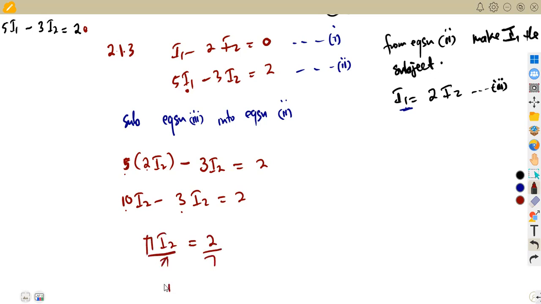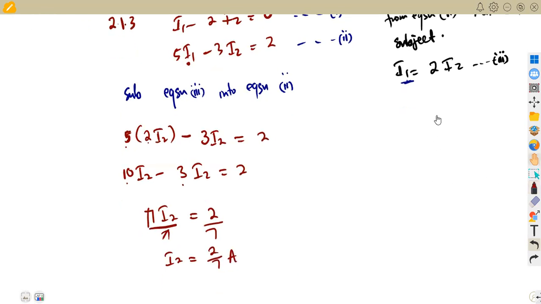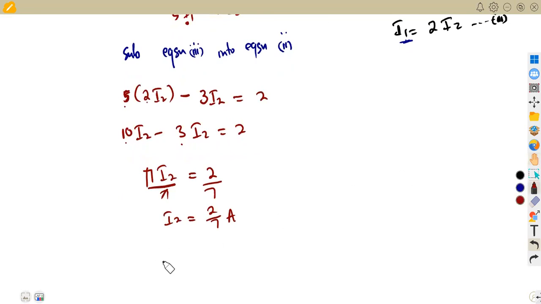both sides. That means we're going to have our current I2 as 2 over 7 amps, or we can have this as a decimal. If we have this as a decimal, our current I2 is going to be something like 0.286 amps. It's going to be 0.2857 and so on, which will give us 0.286.